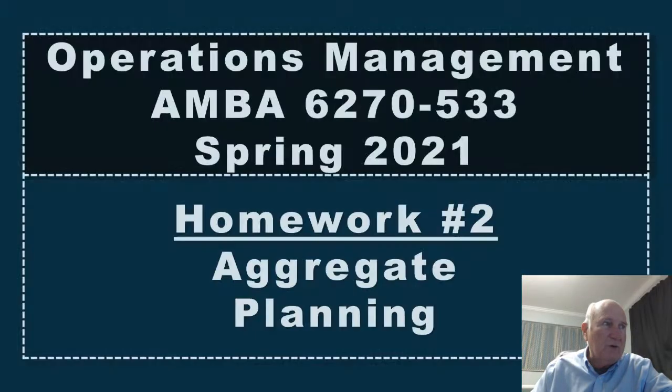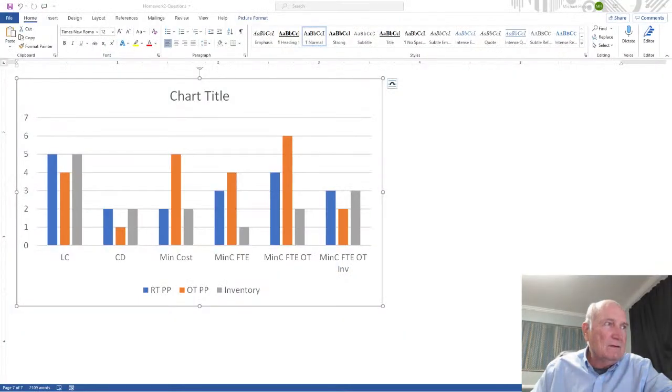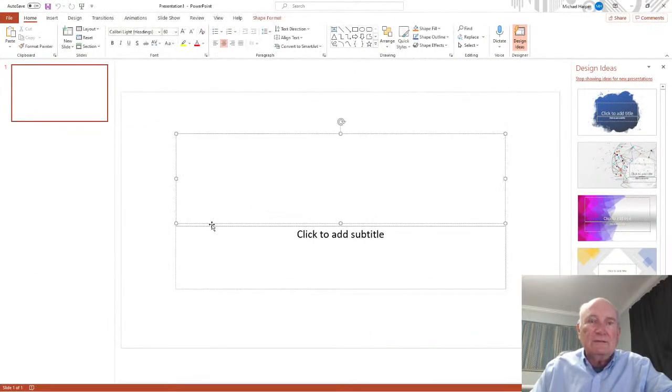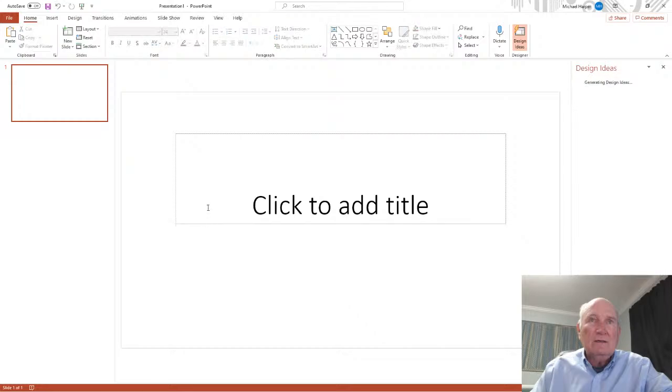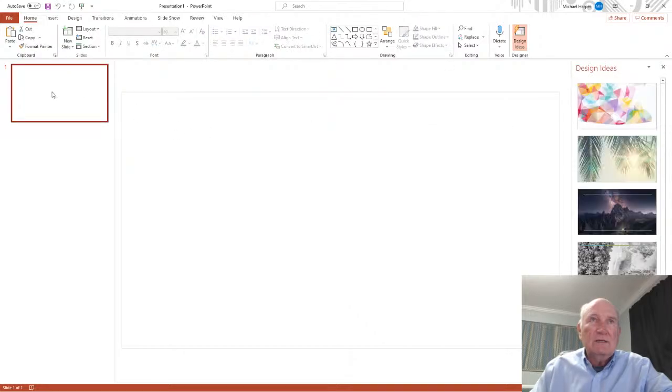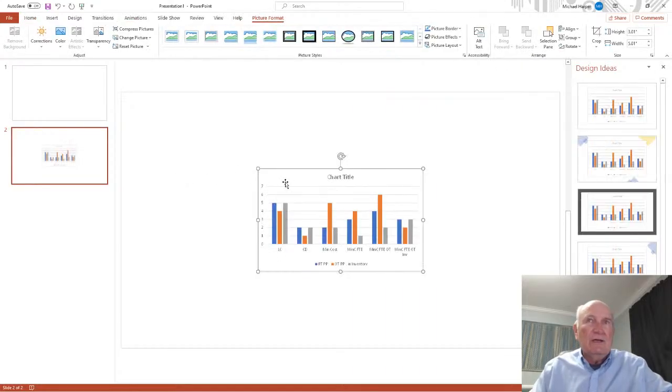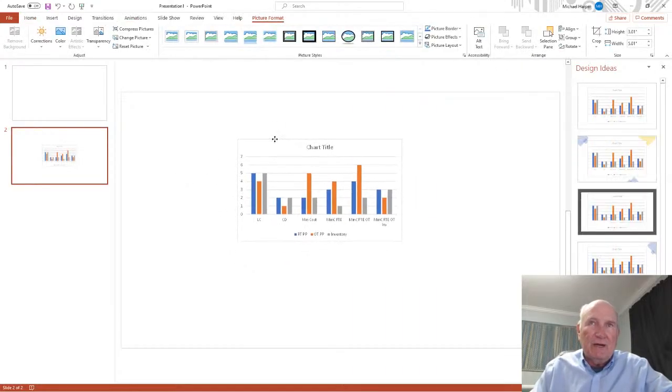And I already have a PowerPoint open. If I can get to it. And I can. Okay. You can delete this, delete this, delete this, and you can do backgrounds and things. But here you can go to Control V and paste it into your PowerPoint.